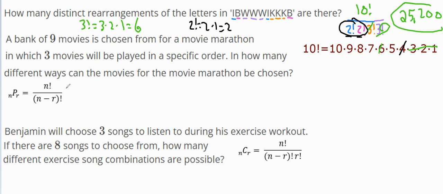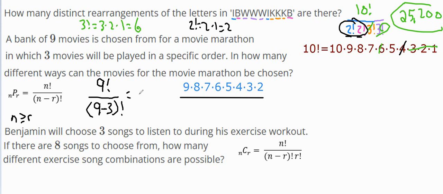The key here, when you look at the N and the R, it might look kind of complicated, but the N is always bigger, or equal to, I should say. If it's not, then we did something wrong. And once we know that, it's going to be pretty easy, because they're not really trying to trick us yet. It's going to be 9 factorial over 9 minus 3 factorial. And just to be very clear, 9 minus 3 is 6, so it's going to be 9 factorial divided by 6 factorial.